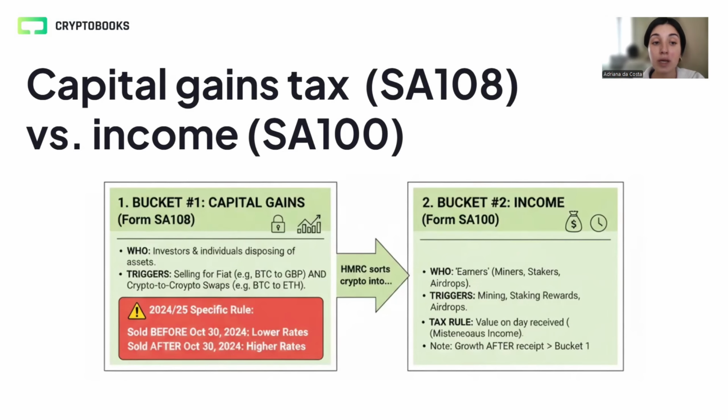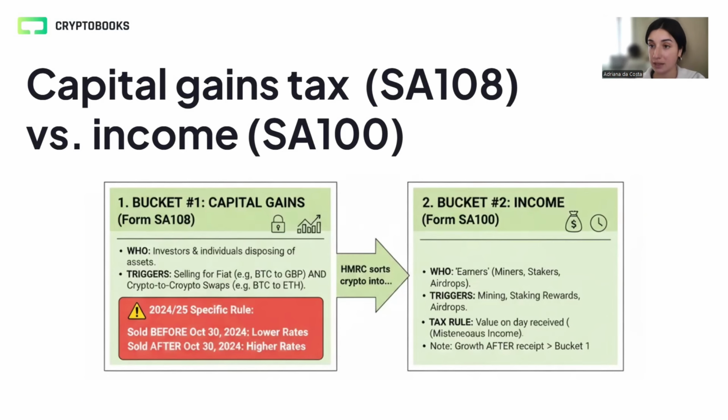Bucket number 2 is income. This is for the earners. This goes on form SA100. If you are mining, staking, or you received an airdrop, that isn't a capital gain yet. It's income. And it's treated as taxable income subject to income tax at your marginal rate, similar to other miscellaneous income. You check the value of the coin on the day it hits your wallet, and that is the figure you report. Note that once you have received it and paid your income tax, any future growth in value moves back to bucket 1, meaning capital gains.